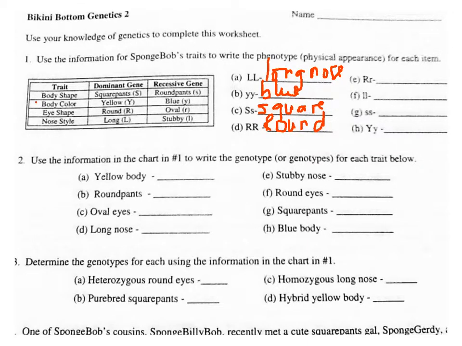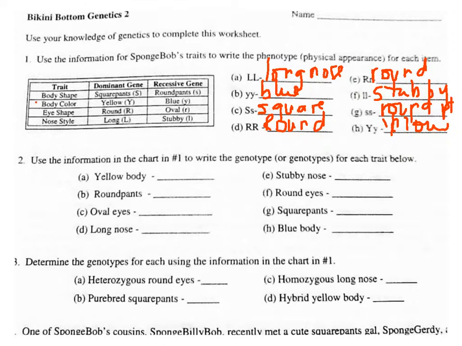Big R, little r, another heterozygous, so one round, one oval, that's going to give us round. Little L, that's back to nose. Big L for long, little l for stubby. Two little l's gives us stubby. Little s, that's back to square or round. Since that's two recessives, that's going to be round pants. And then big Y, little y, that's back to body color. Since we have one dominant, the dominant is yellow, so the body color is going to be yellow.